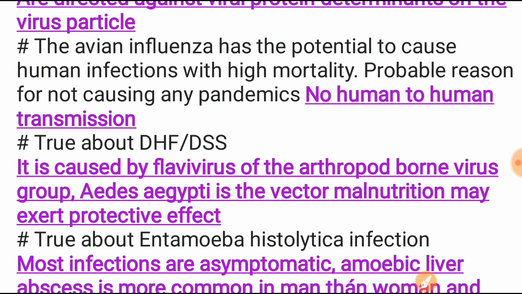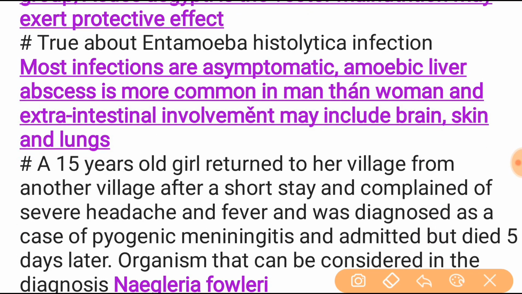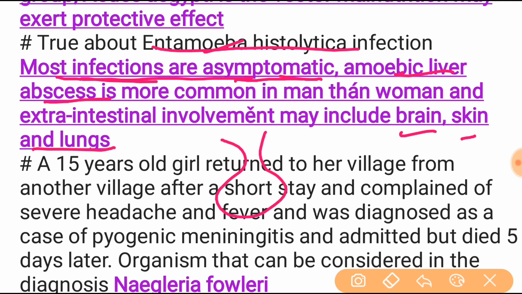Next point, the true statement about Entamoeba histolytica infection. This question is asked this year also. In Entamoeba histolytica, most infections are asymptomatic. Amoebic liver abscess is most common in men, and extra-intestinal involvement may include brain, skin and lung. The criteria is the anchovy sauce-like appearance. They also ask about E. coli and E. histolytica. The infection in the GIT is the flask-shaped ulcer, so we can't forget the flask-shaped ulcer in the GIT by Entamoeba histolytica.